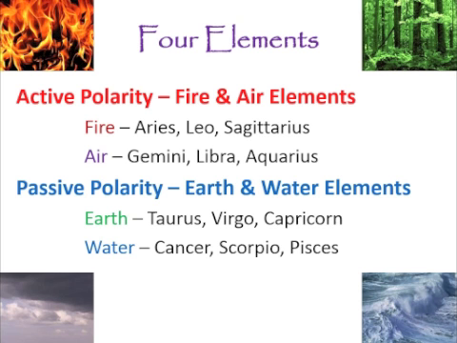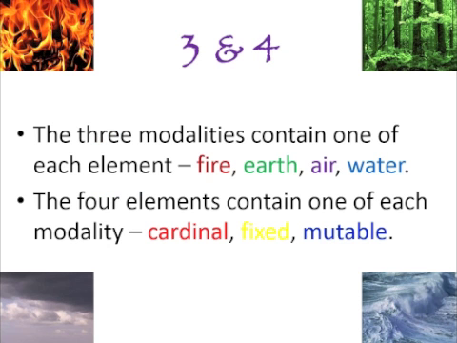But here's the other thing of how that circle of 12 is put together. The 3 modalities, cardinal, fixed, mutable, each contain one of the 4 elements. Cardinal has cardinal fire, cardinal earth, cardinal air, cardinal water, etc. Then each of the 4 elements contain one of each of the modalities. So as we look at the fire element, we're going to have cardinal fire, fixed fire, and mutable fire.